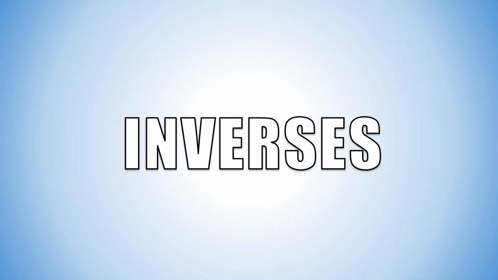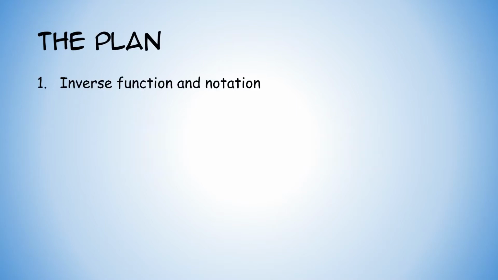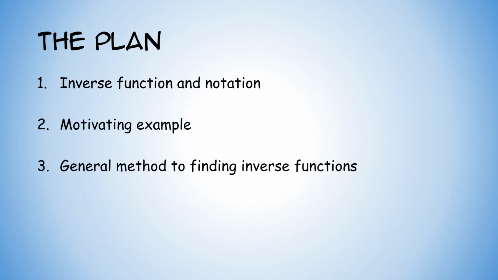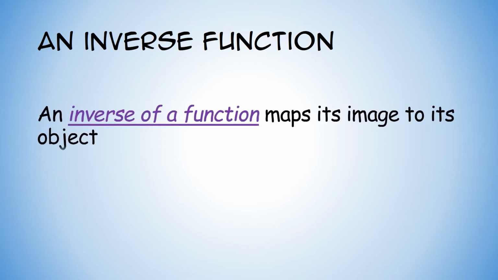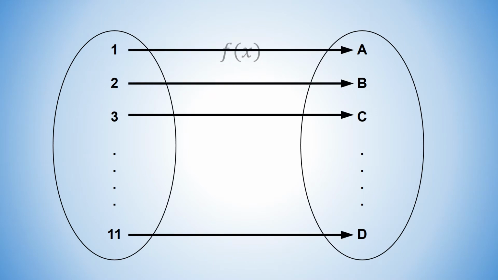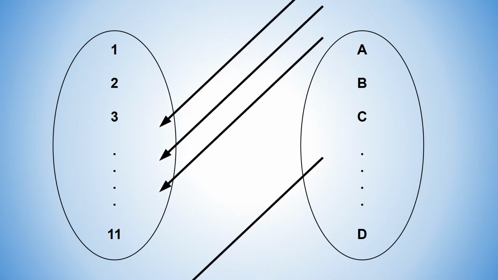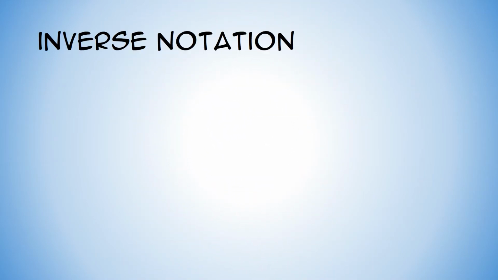In this video, we will be learning about an extension to the concept of functions, that is, the inverse function. We'll start with some notation, its intuition, and then a general method of finding an inverse. An inverse function is the function that maps its image to its object. It is basically the exact reverse of a function. It is denoted as follows, and read f inverse of x.